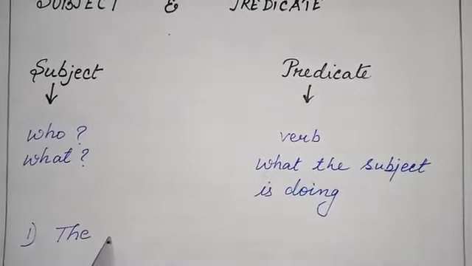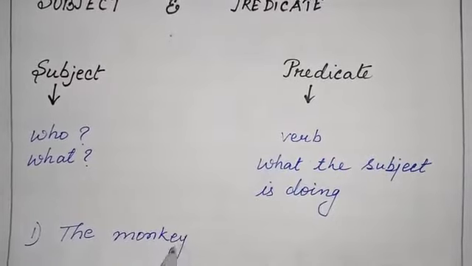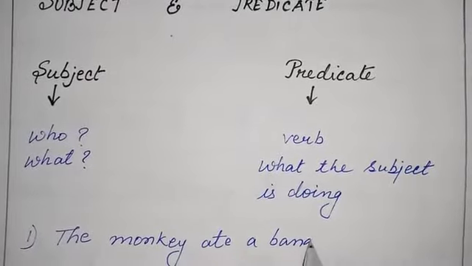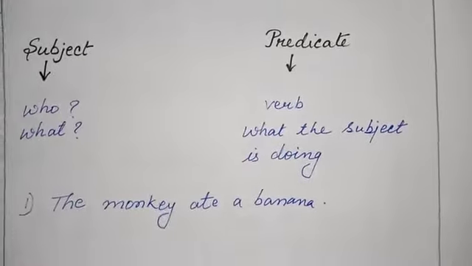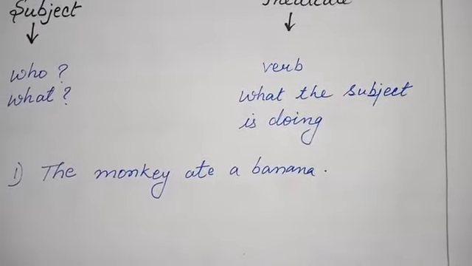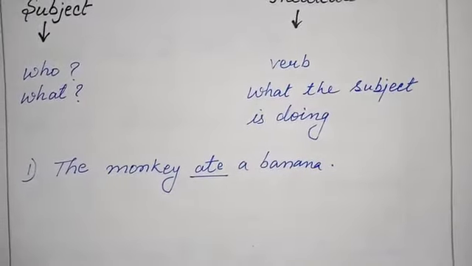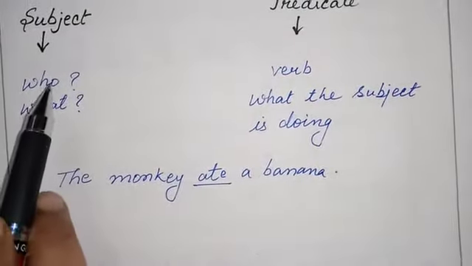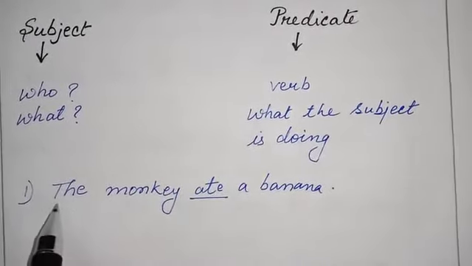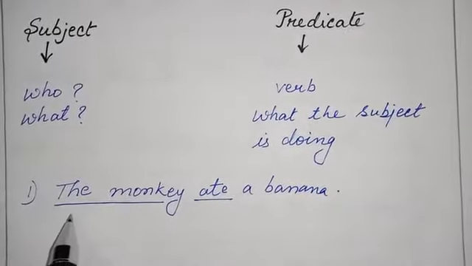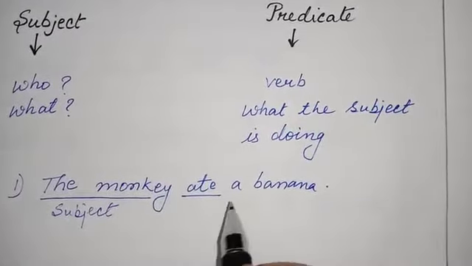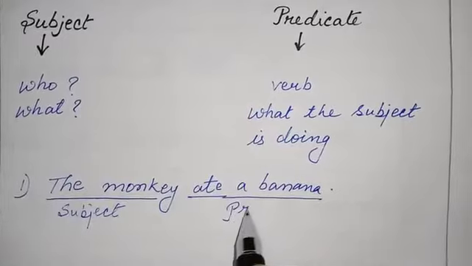Suppose, the monkey ate a banana. What we will do at first, we will have to select the verb. What is the verb in this sentence? Obviously, ate. Now we will ask these two questions, who or what. So, who ate the banana? The monkey. The answer to the question who is the monkey. That's why monkey is the subject here. And ate a banana is our predicate.